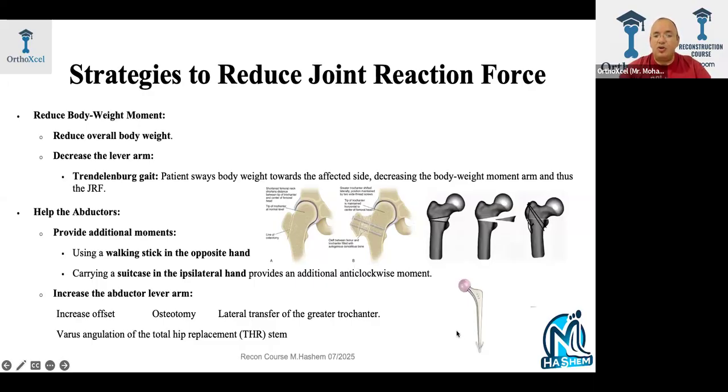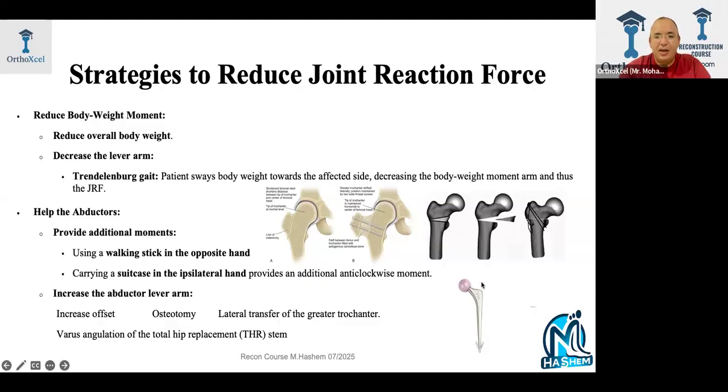Last thing, if you are doing your total hip, and you look into the stem, all the stems you are using for total hip, you will find that all the stems are in varus unless you request a valgus stem. So the standard stems are all 125-degree angle. So all of them are in varus, just to allow a longer lever arm of the abductor, so allowing less joint reaction force.